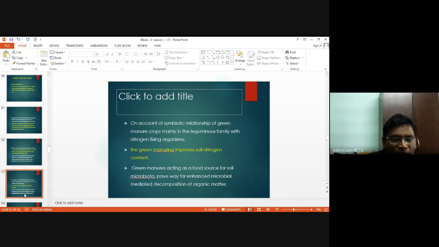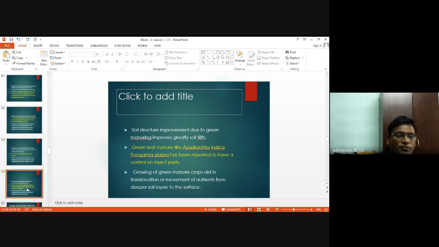Green manures act as a food source for soil microbiota. Apart from providing nitrogen to the plant, the green manure also acts as a food source for soil microbes, paving the way for enhancement of microbial mediated decomposition of organic matter, so that organic matter gets decomposed. Soil texture improvement is due to green manuring, which greatly improves soil tilth.